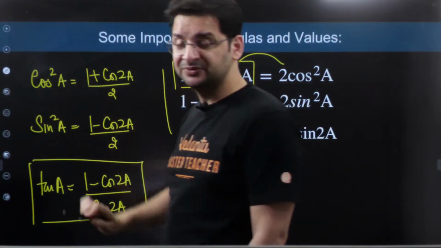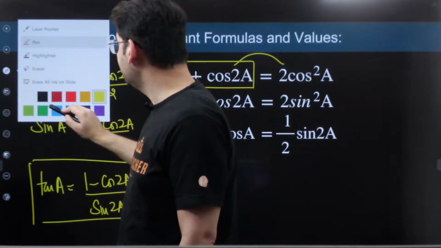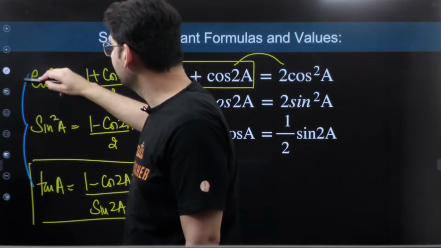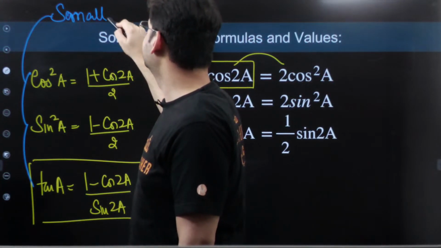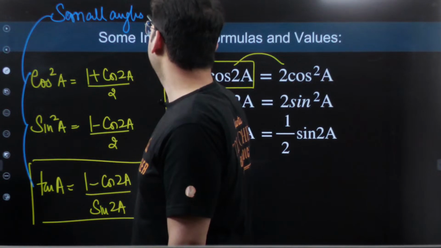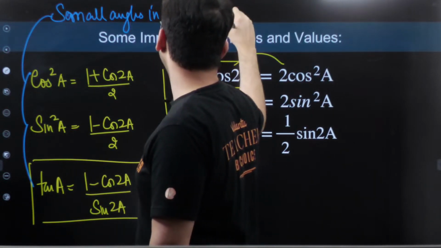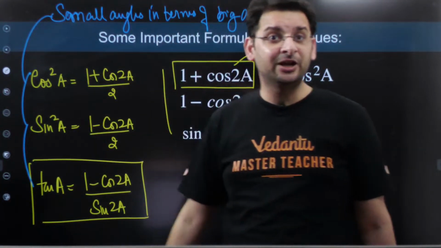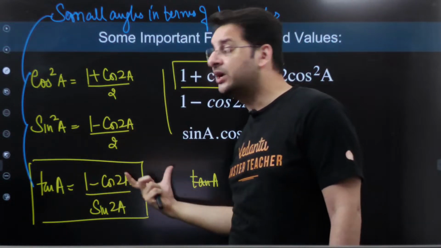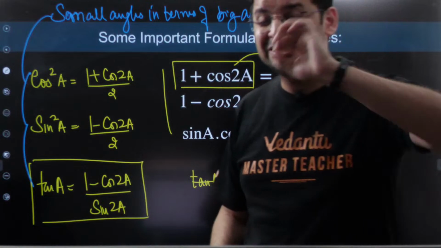So what they're helping us with is that with these formulas, we are able to write small angles in terms of big angles. So small angles, sin A, cos A, in terms of cos 2A. Right? So we are able to write small angles in terms of big angles. So this is very important.